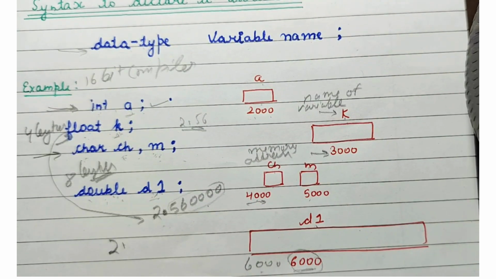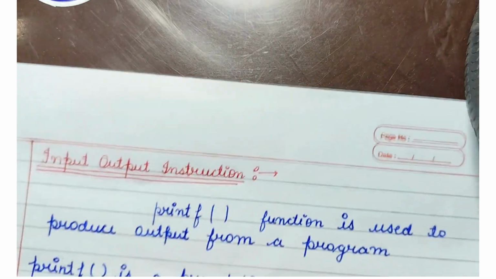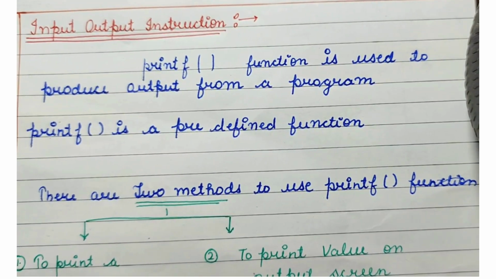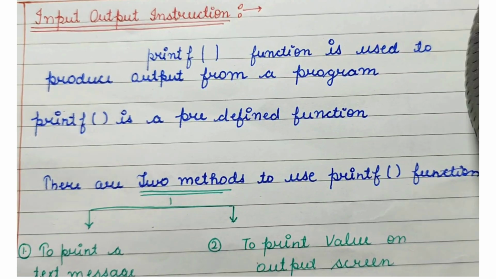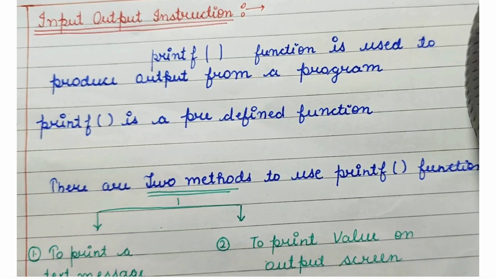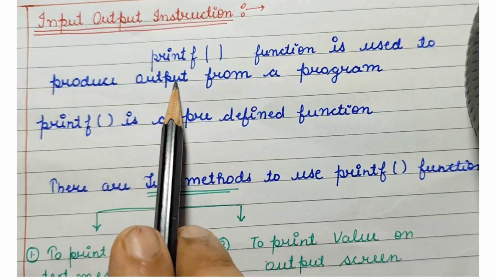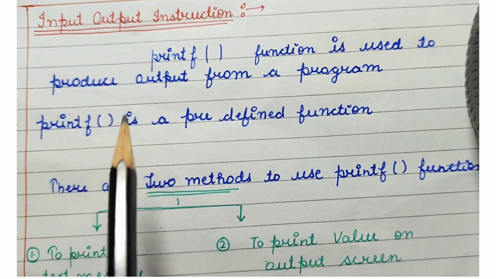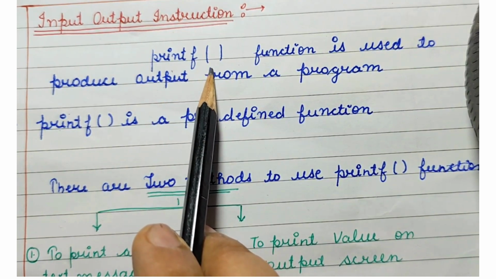So now we move to the next statement. Now we move to the next type of instruction, that is the input output instruction. For outputting in the C programming language, the printf function is used for displaying output in a program. Whenever in a program you want to display output, always use this printf function.